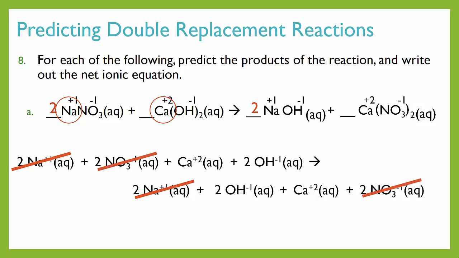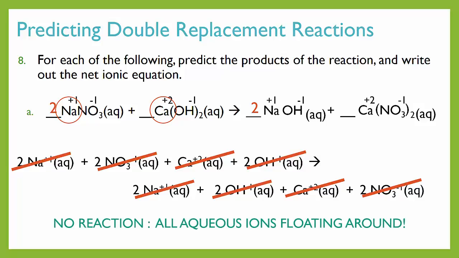So to write my net ionic equation, I'm going to start canceling out things that appear unchanged on both sides of the arrows. So calcium plus 2 aqueous cancels calcium plus 2 aqueous. If it's the same on both sides, it's going to cancel out. So what we've encountered now is that everything is canceled out.